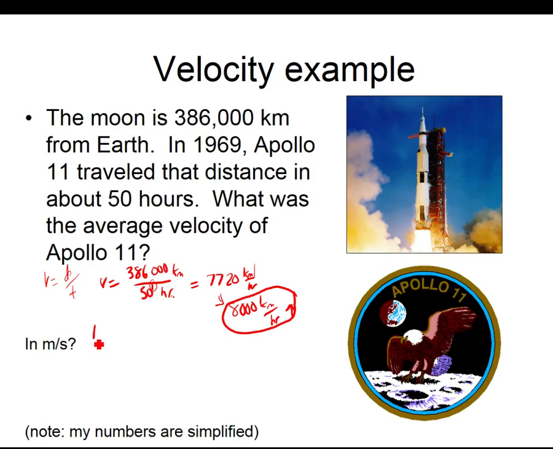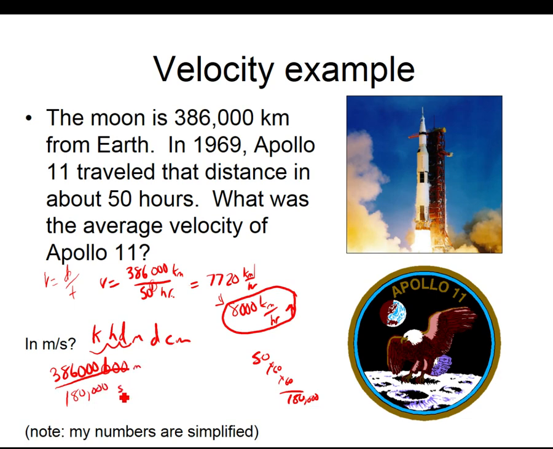Again, I'm just going to do it kind of the way I think is simple. My King Henry died Monday drinking chocolate milk. I had 386,000 here, so I'm going to move the decimal place one, two, three places. So I have 386,000. I'm going to add 1, 2, 3 more zeros because I moved it 3 decimal places to the right. Dividing by my time, so 50 hours times 60 is, how much is that? 180,000 seconds, a lot of seconds. This is meters, this is seconds.